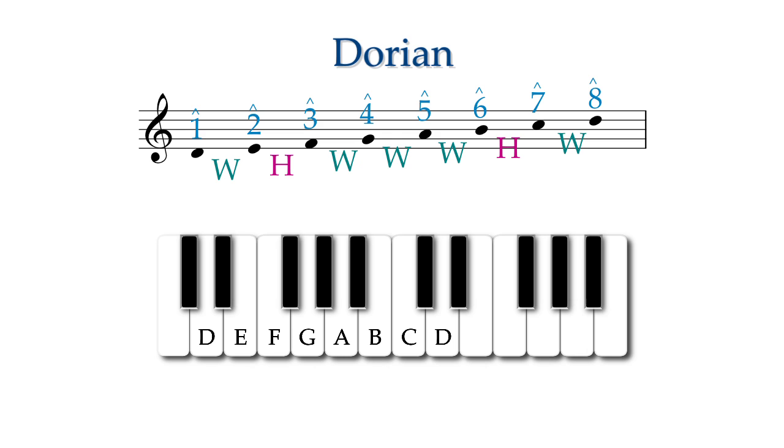Moving our starting note up 1 whole step to the note D creates a step pattern of whole, half, whole, whole, whole, half, whole. The semitones lie between scale degrees 2 and 3 and scale degrees 6 and 7. This is the Dorian mode.